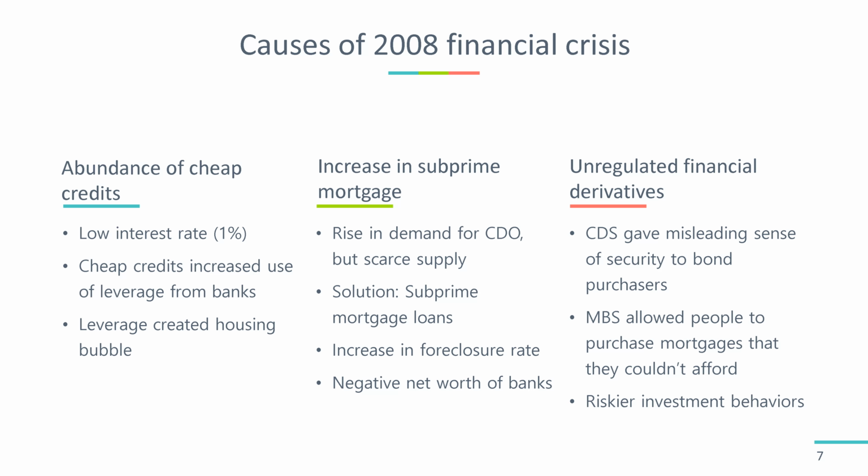The abundance of cheap credits allowed the banks to go crazy with leverage and to form a bubble in the housing market. In addition, there were also foreign inflows which contributed to the rapid rise in housing price.